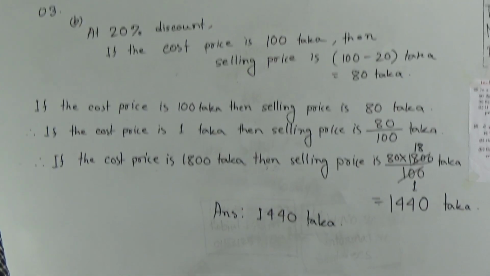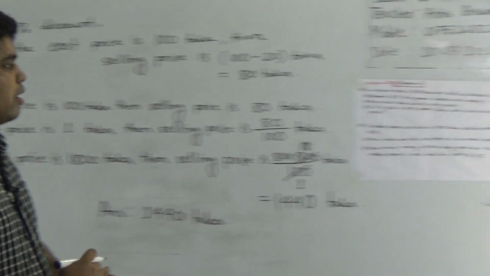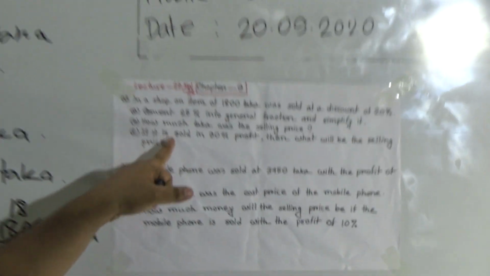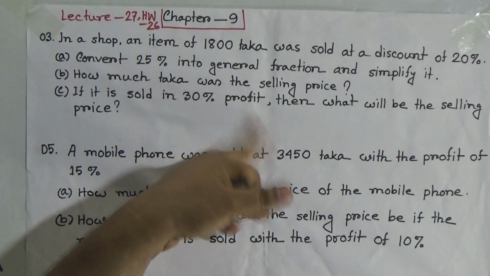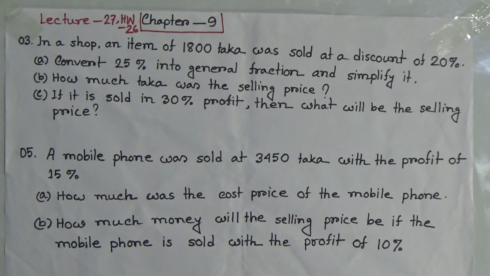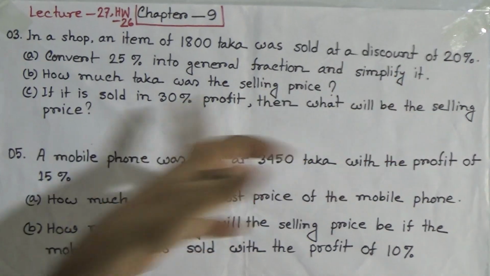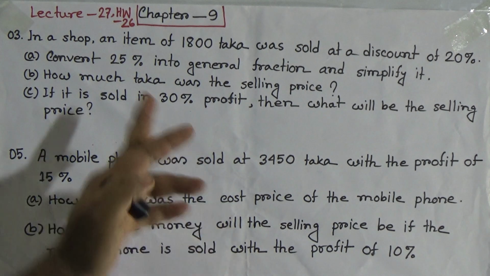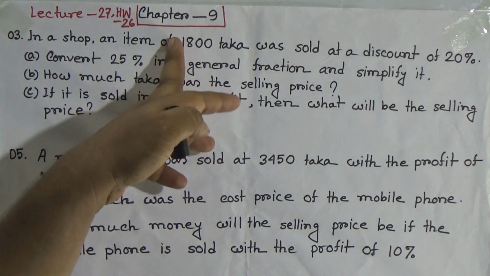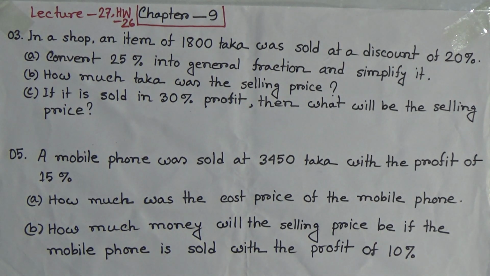Now my dear students, in a similar way we solve question number C. Notice question number C. If it is sold at 30% profit, what do you mean by profit? That means the selling price is greater than the cost price. Here the profit is 30%, then what will be the selling price? So by using this information and this cost price, we find the selling price of that item. To solve this, I erase question number B and start to solve question number C.